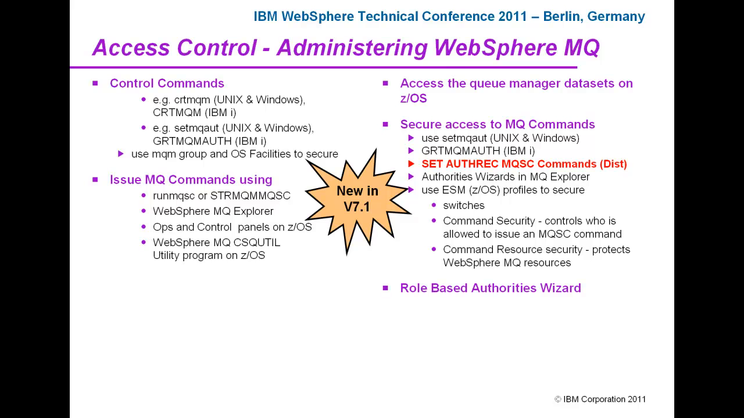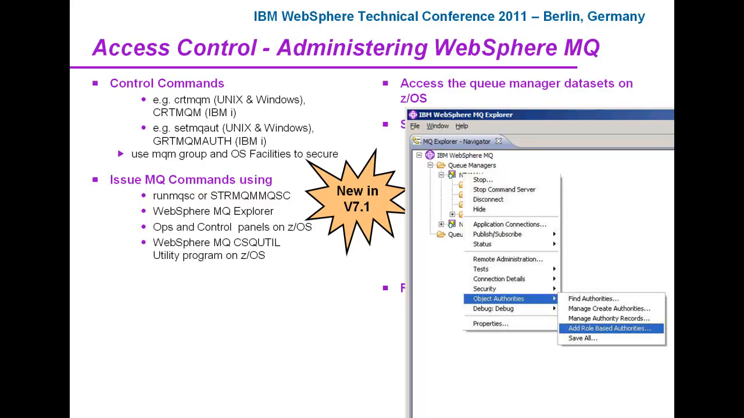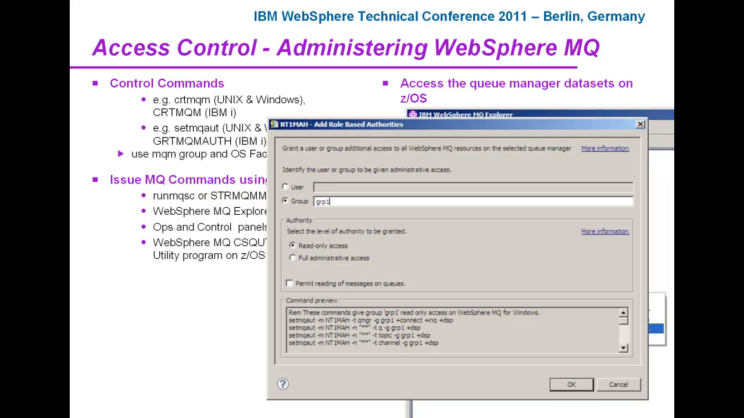There is also a new wizard that was actually delivered as support pack MD05 in the interim until we came out with 7.1, because we wanted to send it out early. It's an Explorer wizard; you get at it from your context menu on your queue manager, object authorities, add role-based authorities. It is a simple wizard, not very many clicks, to allow you to grant read-only access to all your objects, which may be very useful if you want to set up users that are going to look at things but are not allowed to touch things.